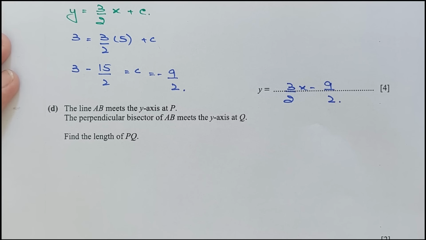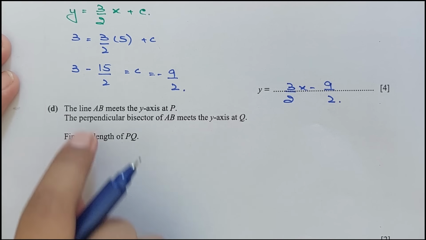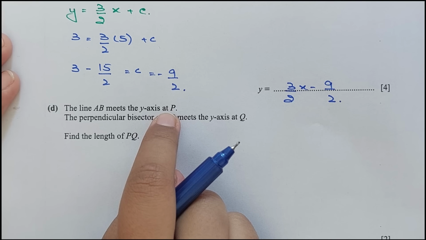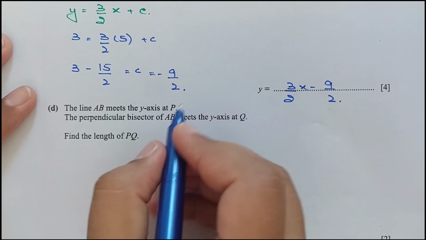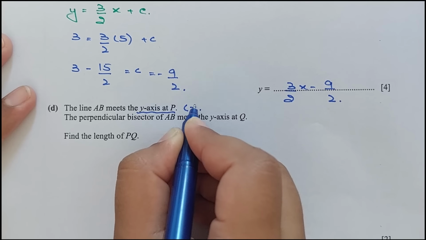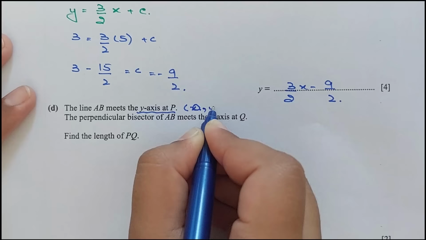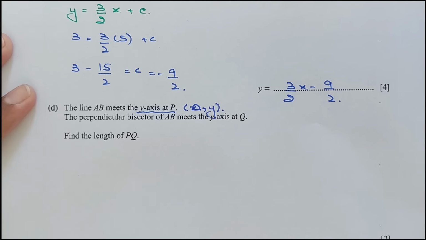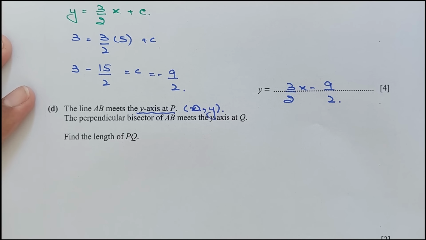Now for part D, the line AB meets the y-axis at P. So this line AB meets the y-axis at point P. It means the x component should be equal to 0 and there is some y component. The perpendicular bisector of AB meets the y-axis at Q. Find the length of PQ.